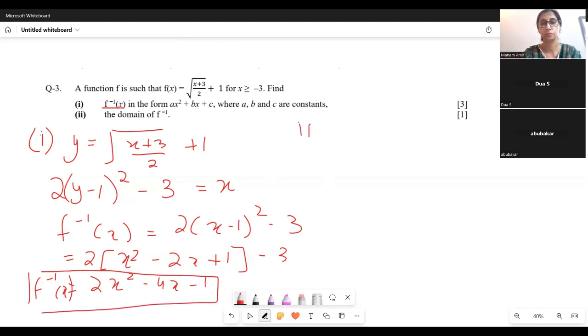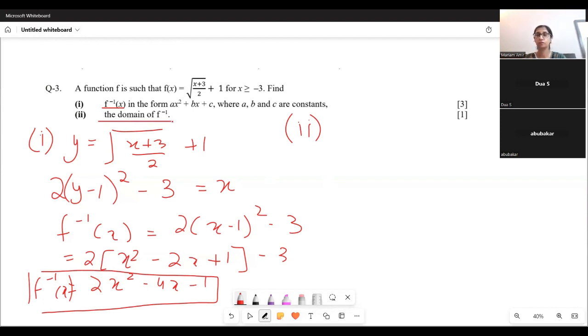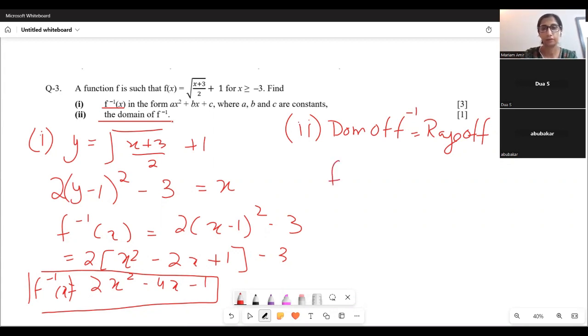Part 2. Find the domain of f inverse. What did we discuss about domain and range of the inverse of a function yesterday? The domain of f inverse is equal to the range of f. What is the range of f? We have the domain of f, right? We have the domain of x. From that, you have to find the range of f.